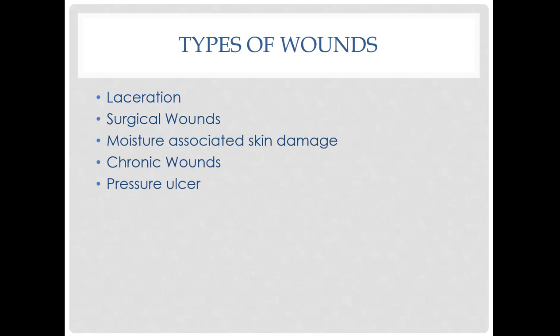Surgical wounds are obviously wounds that are done in surgery, like incisions, in order to be able to perform a surgery. Moisture associated skin damage is going to be like your maceration. Chronic wounds, some people will have chronic wounds, either pressure ulcers or diabetic foot ulcers.